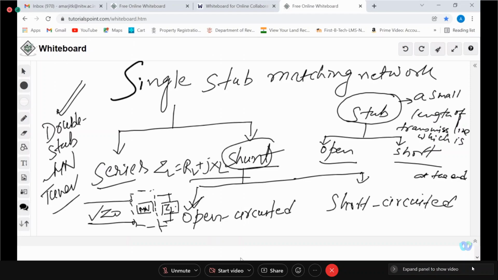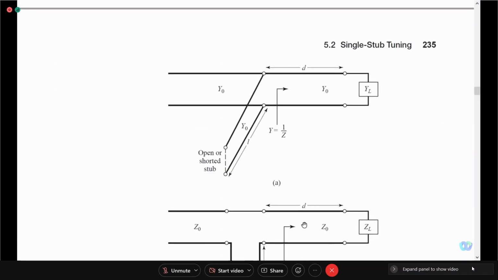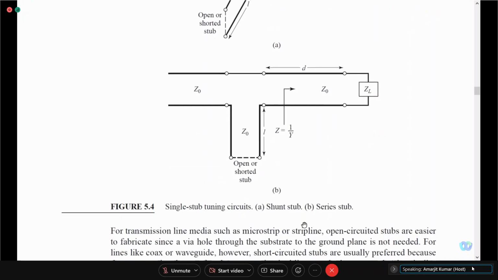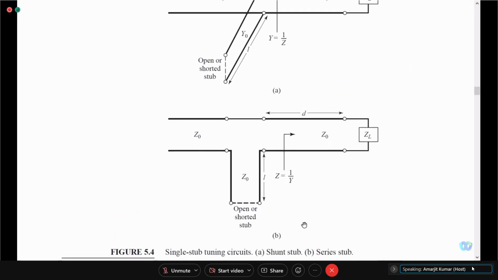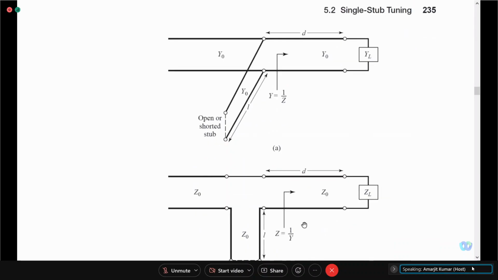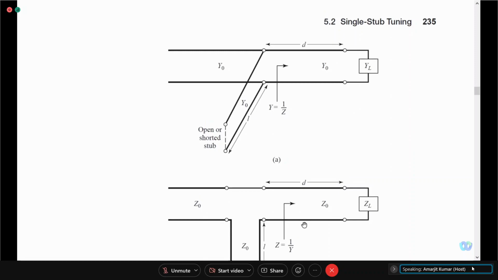So see here, the single stub matching network, both shunt and series, is shown here. Single stub tuning, shunt stub, series stub. The single shunt stub is in shunt with the feed line, as I told you, you can see. And then we have a transmission line section. So basically we are connecting the stub.